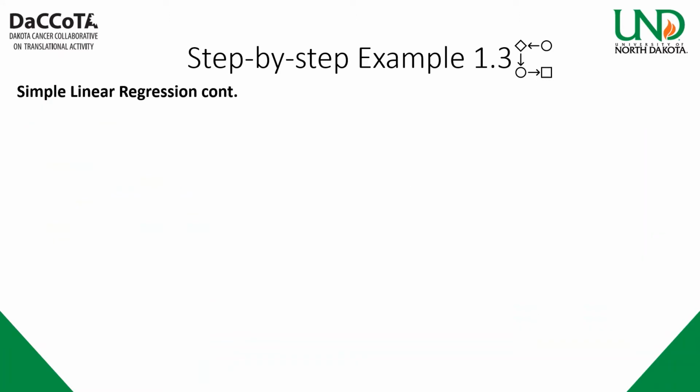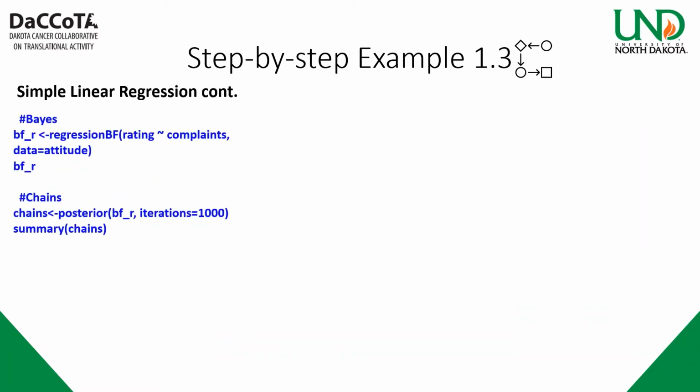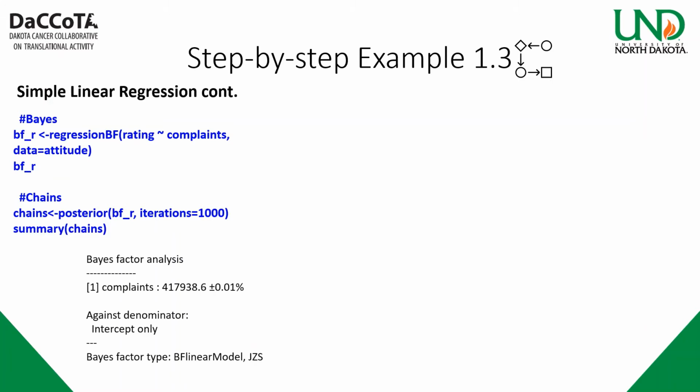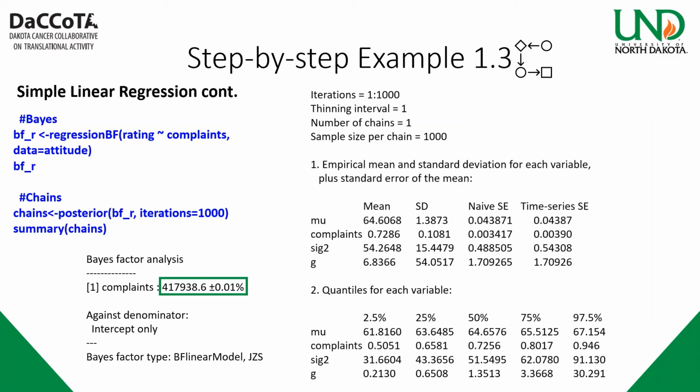What this looks like in Bayes: we can use the function regression Bayes factor, set our model, run this out, and run the chain. With the Bayes factor analysis, our Bayes factor is very large, so it supports that there's a relationship. This is our summary of the chains. What's useful here is we get means and standard deviations, but really this is the most useful. This is essentially going to be our slope, and then mu is essentially the intercept, and this is positive.